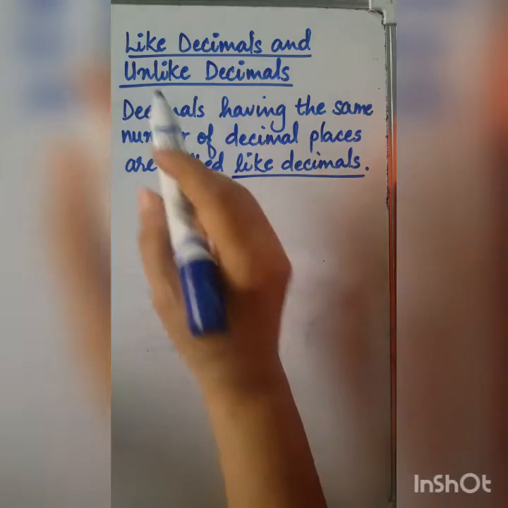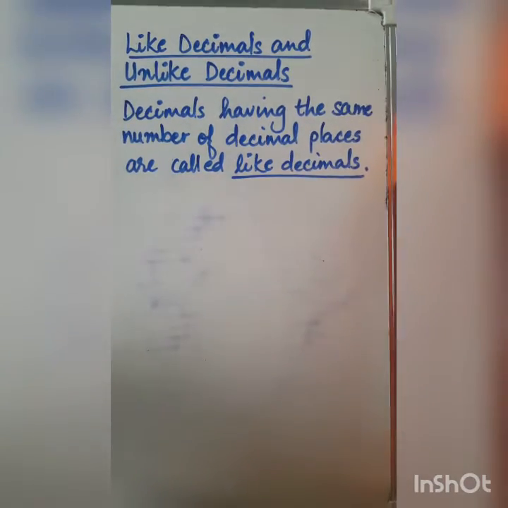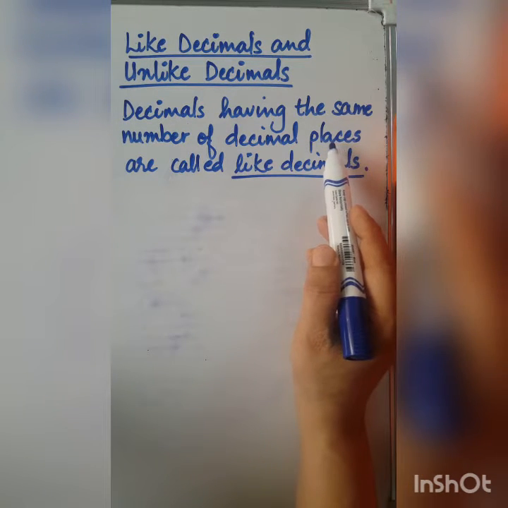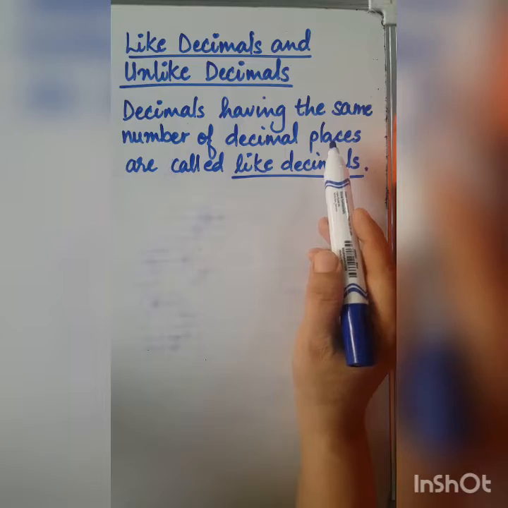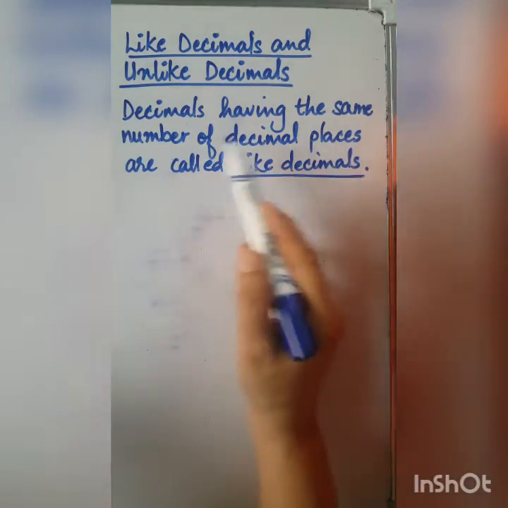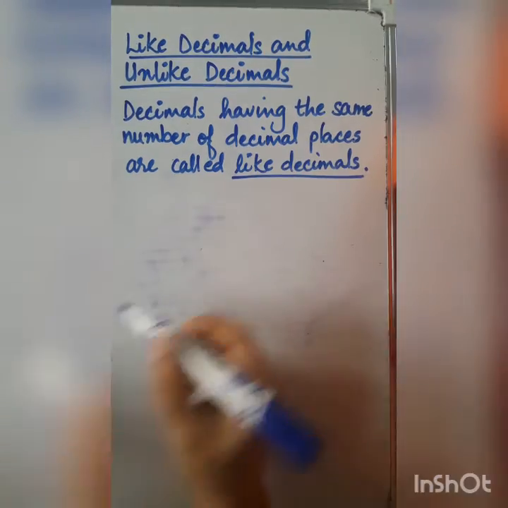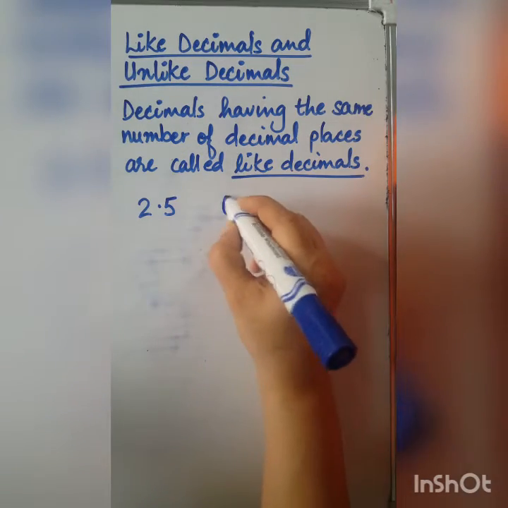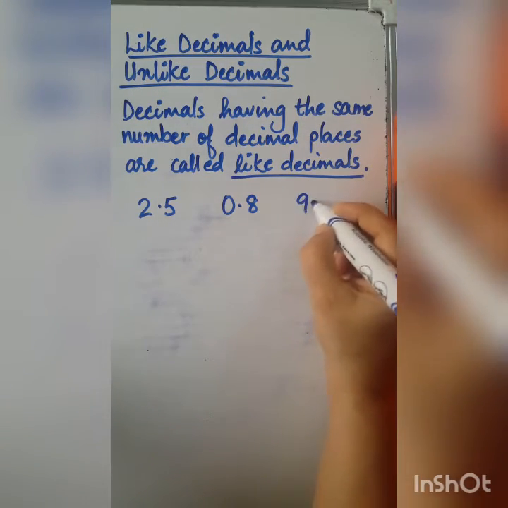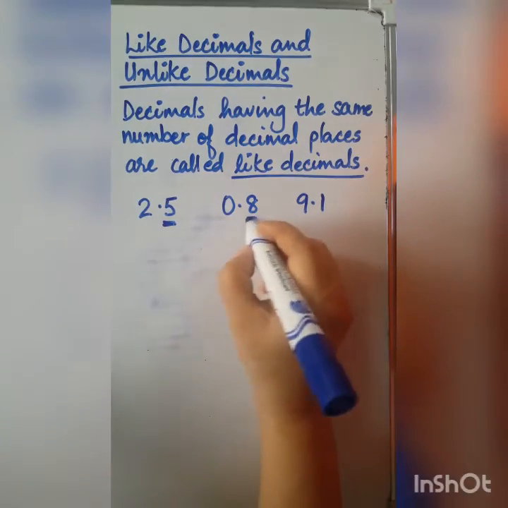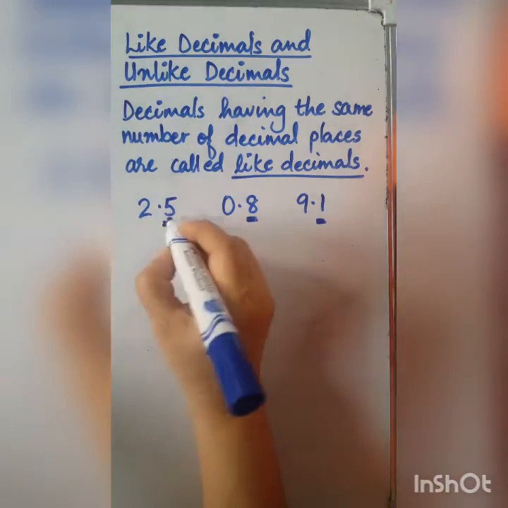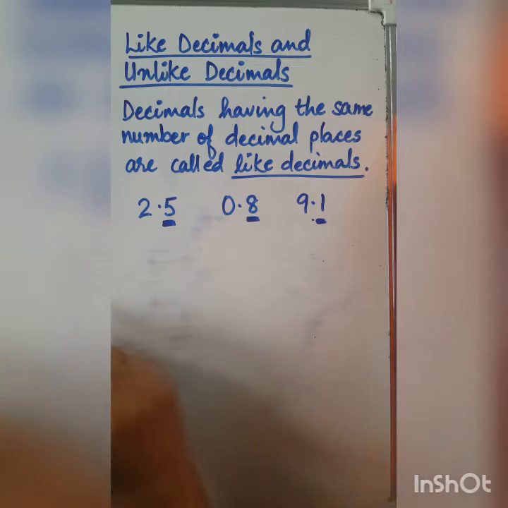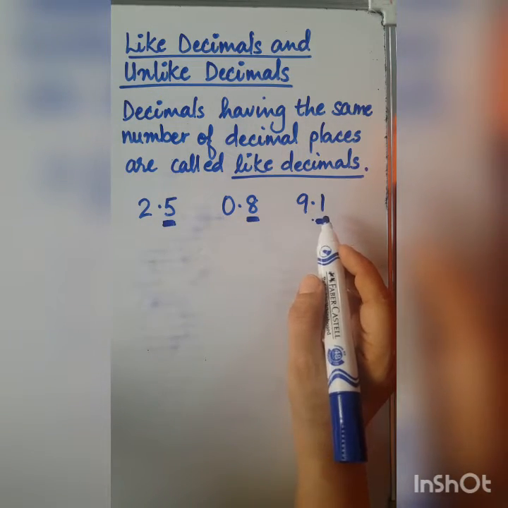The next one is like decimals and unlike decimals. Decimals having the same number of decimal places, the decimal places being the number of digits after the decimal point, are called like decimals. For example, if I take 2.5, 0.8, 9.1, they all have one decimal place. That means after the point there is one digit. So these three decimals are called like decimals.